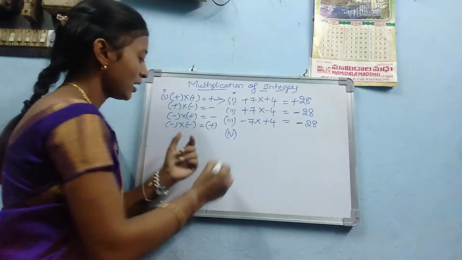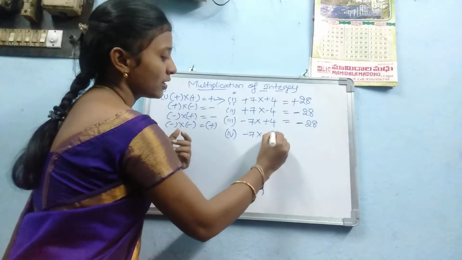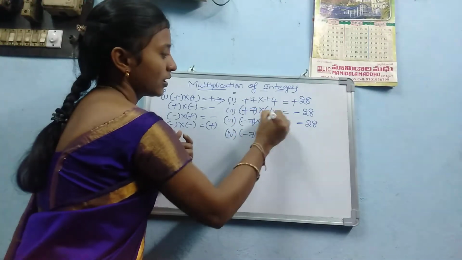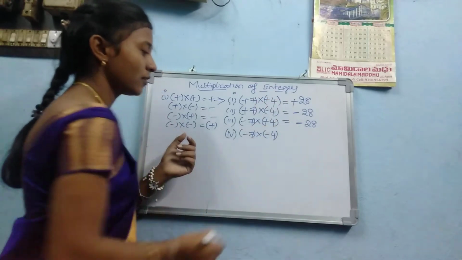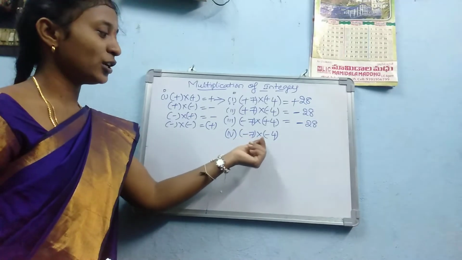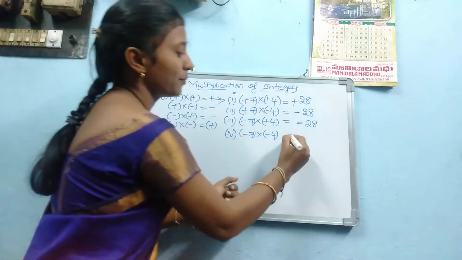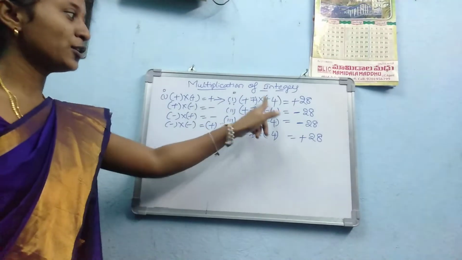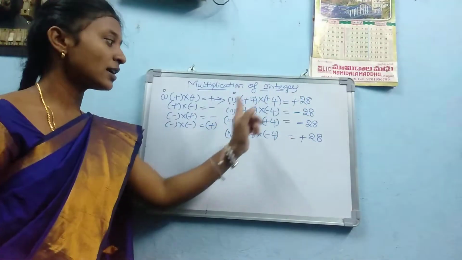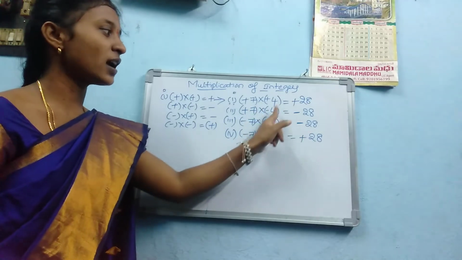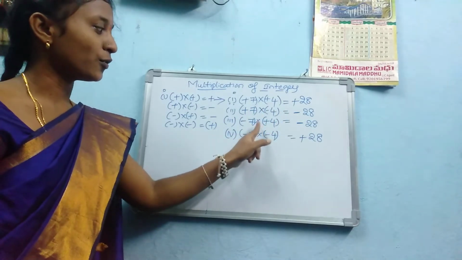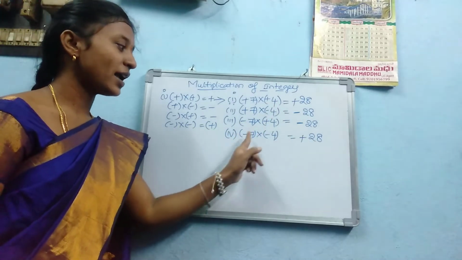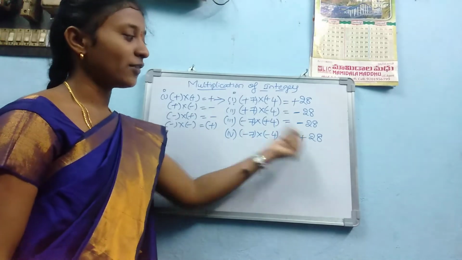And the fourth one, minus 7 into minus 4, minus into minus is plus, 7 fours are 28. Plus into plus is plus, 7 fours are 28. Plus into minus is minus, 7 fours are 28. Minus 7 into plus 4 is minus 28, minus into plus is minus. Minus into minus is plus, 7 fours are 28.